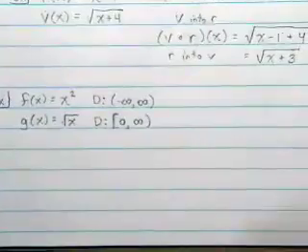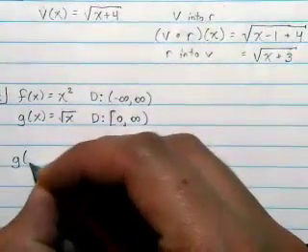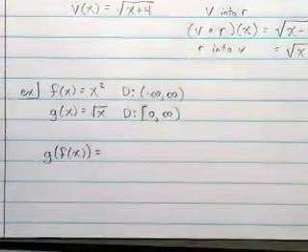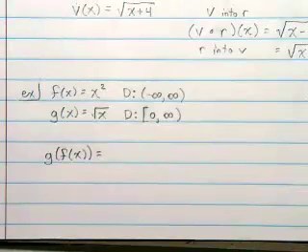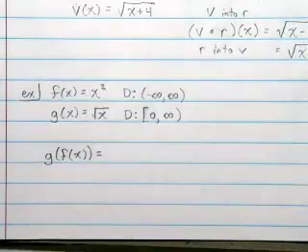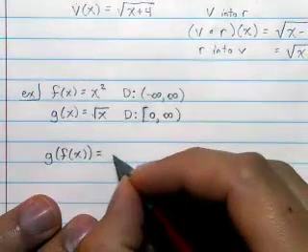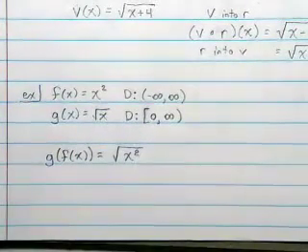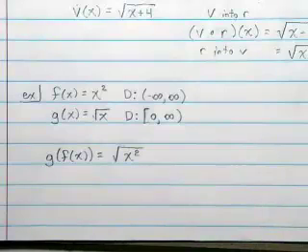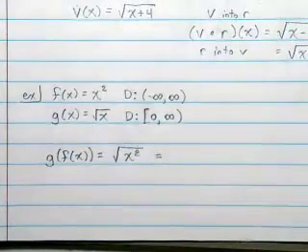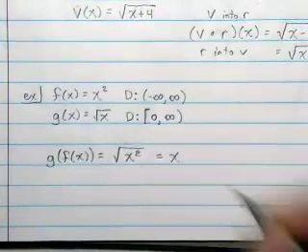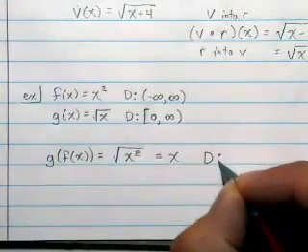So, let's do g of f of x. I'll do the notation this way this time. So if we take f of x, put it into g of x. That's going to be the square root of x squared, which will simplify to what? Just x. Okay, so domain.